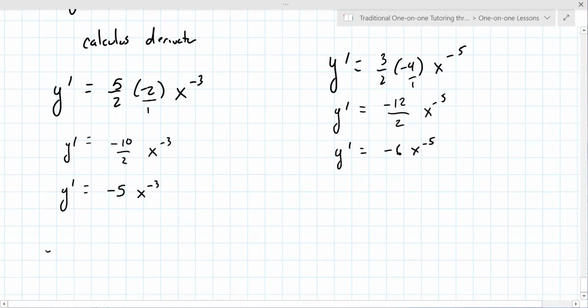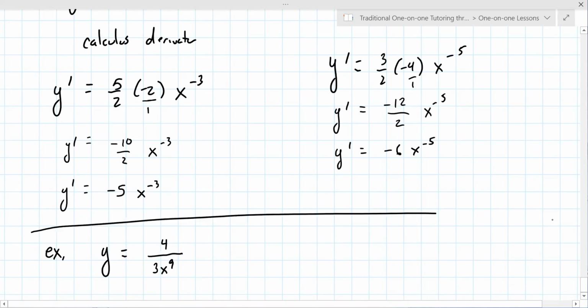Okay, let me give you another one like that. y equals 4/3 x to the 9th. So try that one. It's just like the previous two that we did. Nothing different, nothing special.